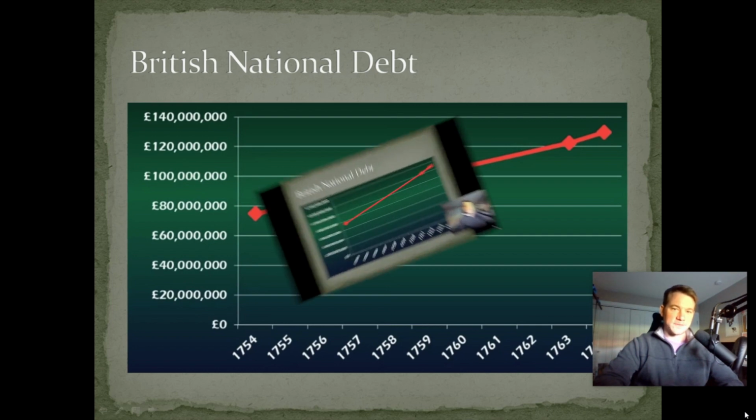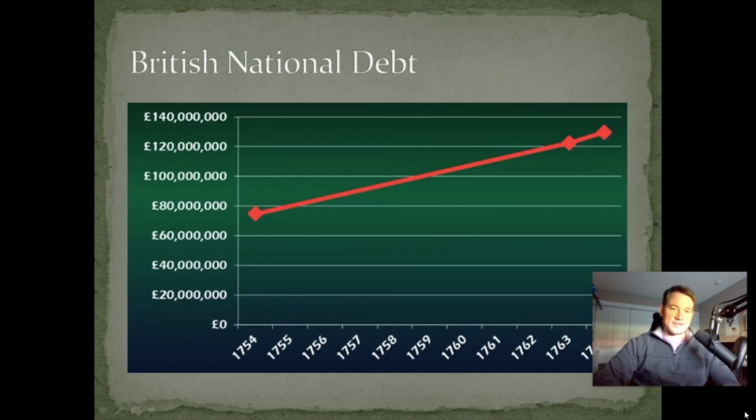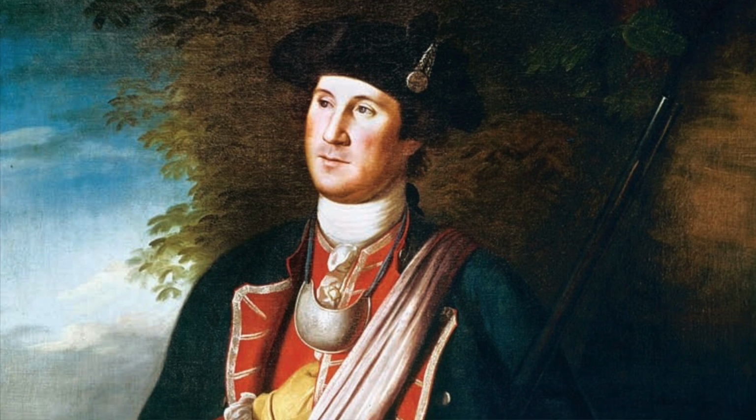Let's get to it. As you take a look at this graphic here on the screen, this shows British national debt over the course of the French and Indian War. And as you can see, the national debt almost doubles from this war. Now, the war was not very popular over in England. They felt like this was a war that they shouldn't have had to fight, but they had to defend their colonies from the French due to the actions of a young George Washington.